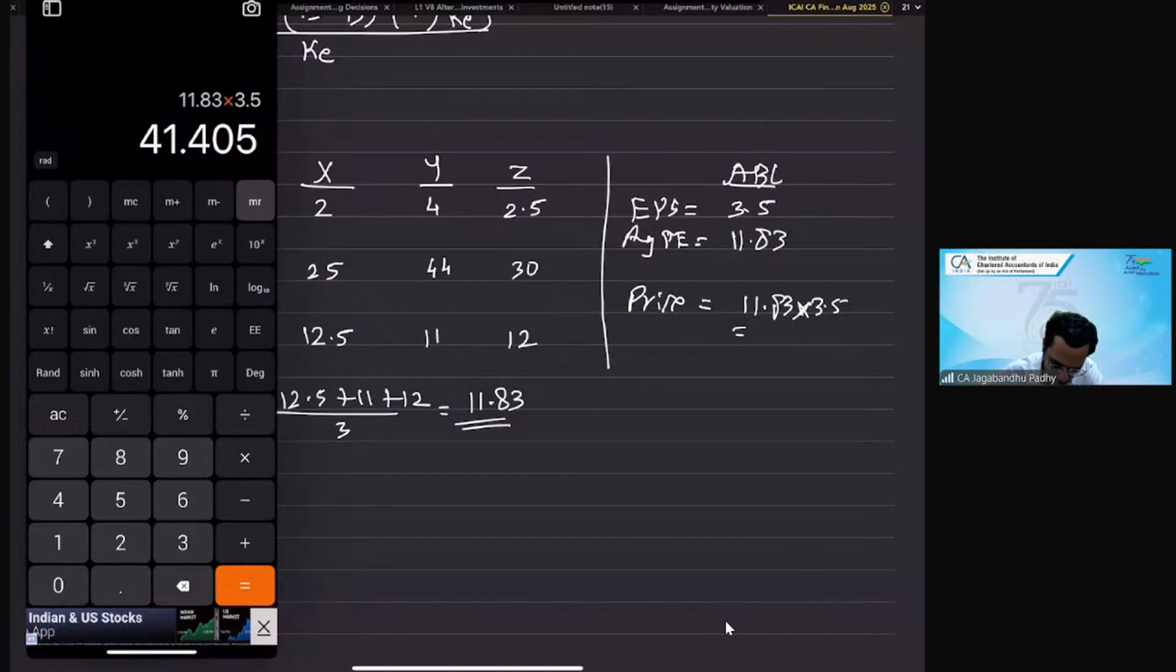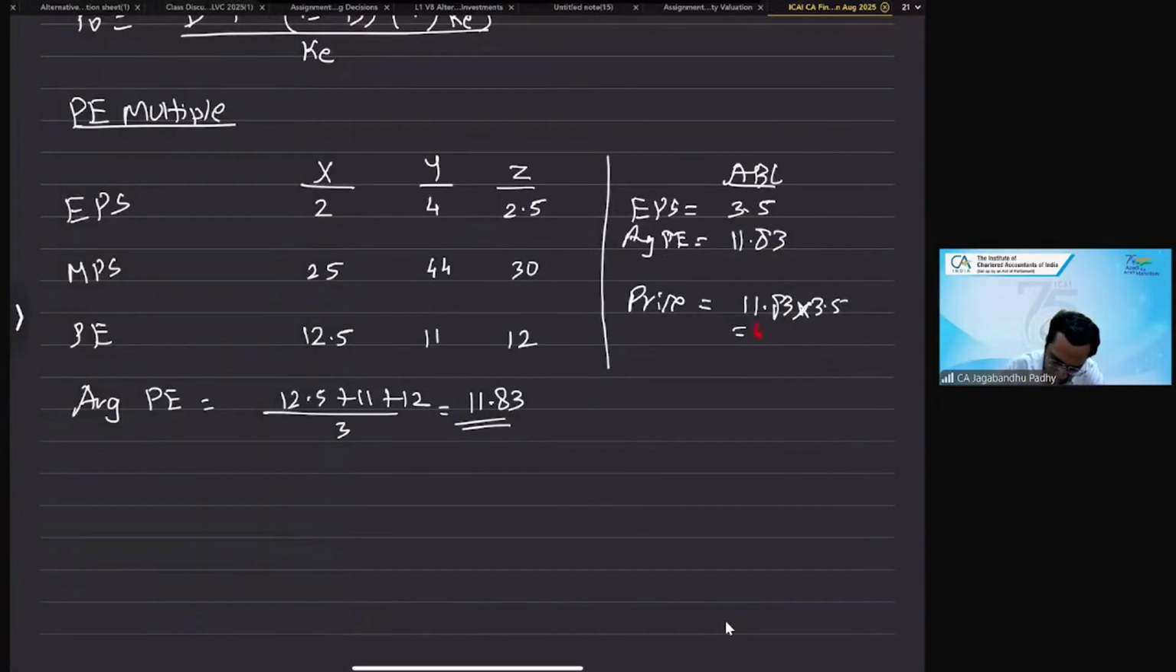This is 41.405. Yes, sir. 41.405. That's the price of the share which you can really think of when we have this PE multiple approach coming up our way.